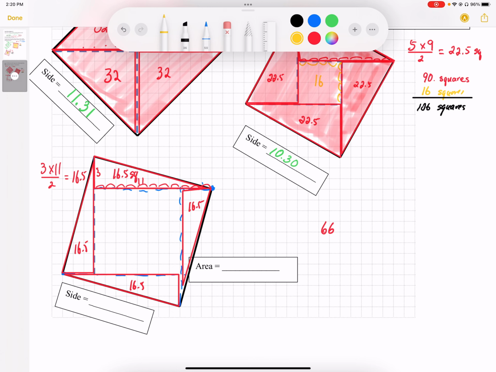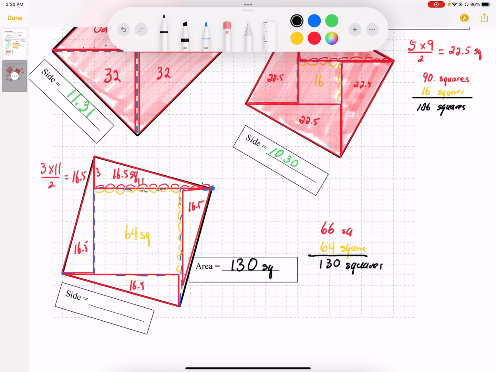We can't forget the area in the middle. So it's going to be counted 1, 2, 3, 4, 5, 6, 7, 8. That's an 8 by 8 square. And we can count 64 squares in there. So 8 squared is 64. So the total area, when we add that up, is going to work out to be 130 squares. So that area is 130 squares.